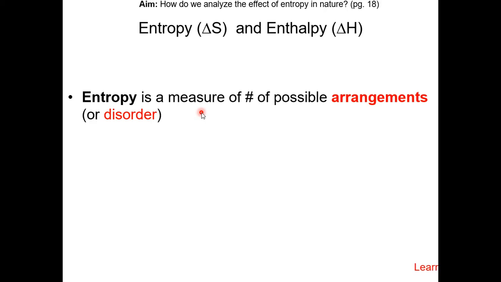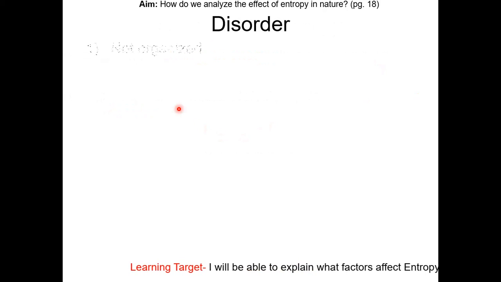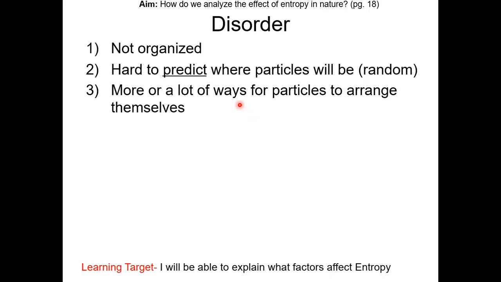Entropy is defined as the measure of the number of possible arrangements or disorder in a system. The symbol of entropy is S. Enthalpy is the change of energy in the process, represented by the symbol H. Disorder can be defined as not organized, hard to predict, random, lots of ways for the particles to arrange themselves.